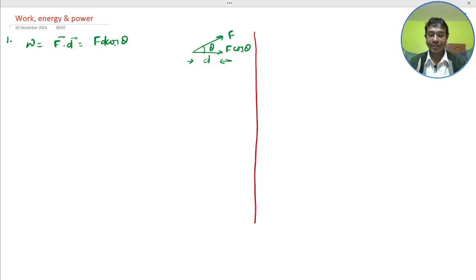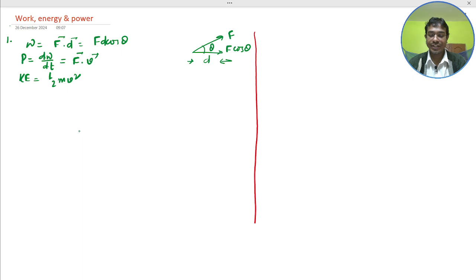There are 3 motions: circular, planetary, and motion of an electron around the nucleus. The rate of work done is defined as power, P equal to dW/dt, which is F dot V, force into velocity. The kinetic energy KE is equal to half m v square.